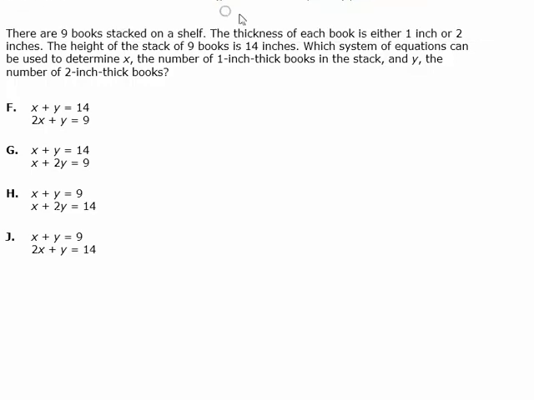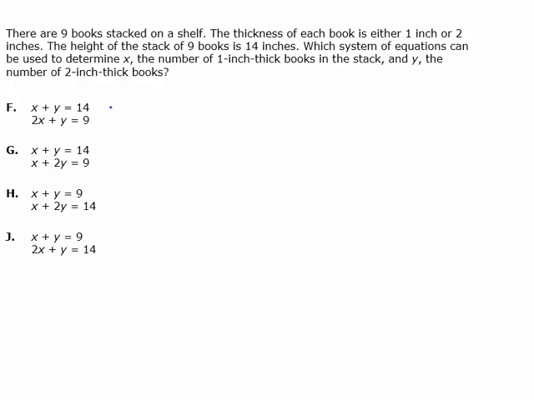This is our first example of writing equations from word problems, and we're going to be writing two equations, or a linear system, from one problem. Let's go ahead and get started by reading the problem. So there are 9 books stacked on a shelf. The thickness of each book is either 1 or 2 inches. The height of the stack of 9 books is 14 inches.